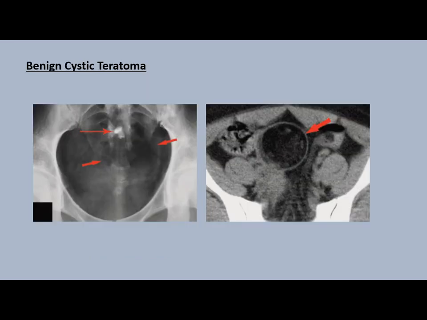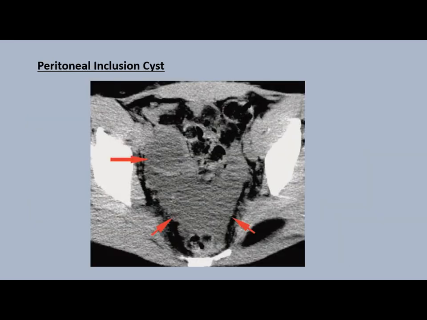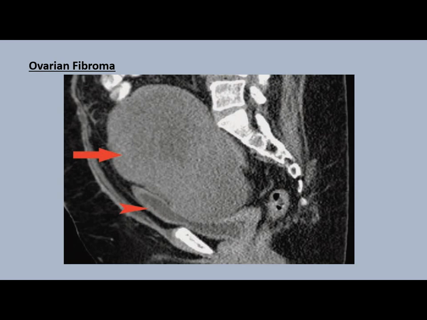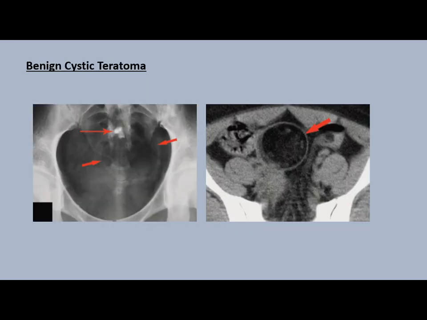We have other entities: benign cystic teratoma and peritoneal inclusion cyst. The benign cystic teratoma is common, so we need to review it. In benign cystic teratoma, as we know, the presence of fat is diagnostic on CT or MRI, and it has a very characteristic feature on ultrasound. It has calcification that is usually in the shape of a tooth. That is diagnostic of benign cystic teratoma.